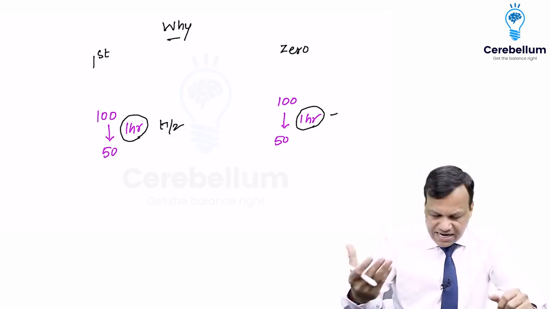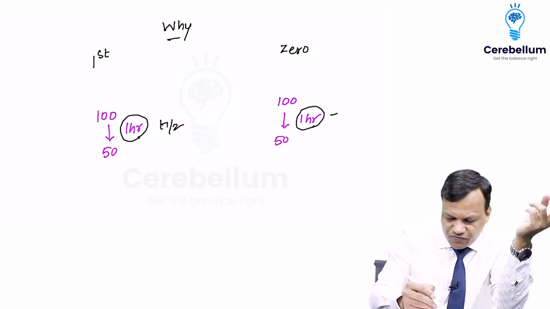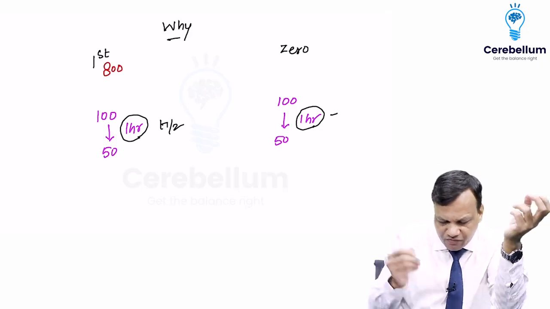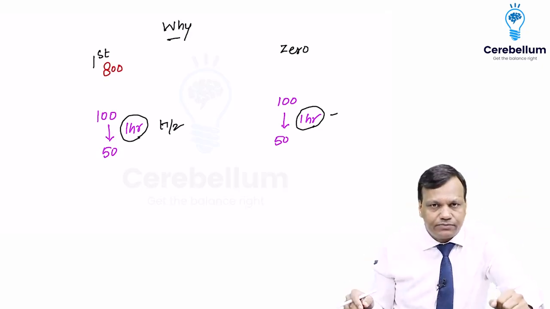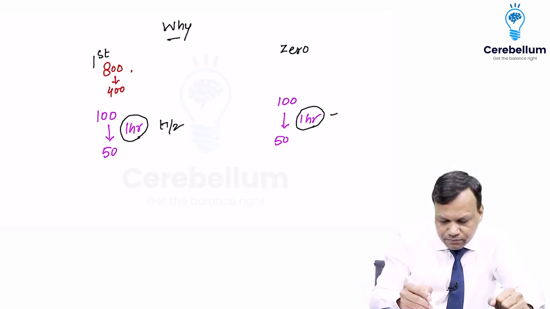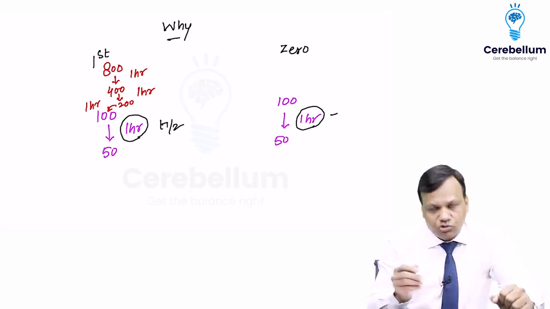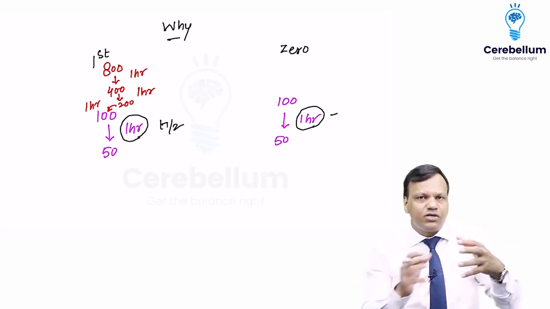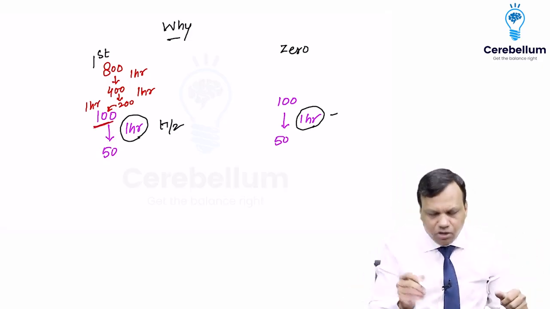Now suppose accidentally we have given an overdose. Suppose we have given 800 molecules of a drug following first order kinetics. In 1 hour it will become 400. In the second hour it will become 200. And in the third hour it will become 100. So within 2-3 hours, it will become non-toxic.